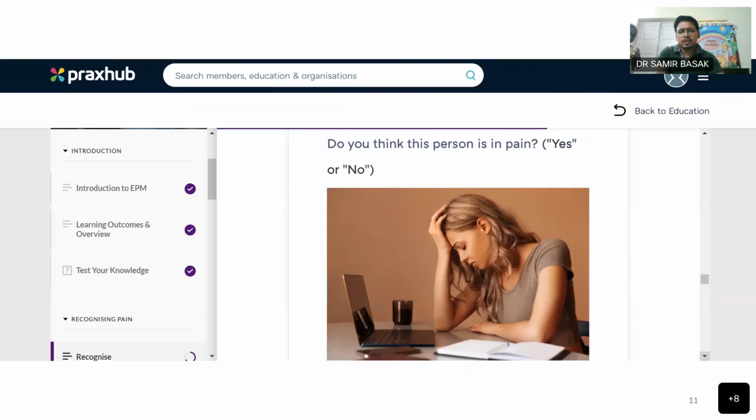Also, is this lady in pain or not? She is thinking in front of a laptop and she is stressed with her work. So in this condition, she is not in pain. This is stress or another type of psychological effect.